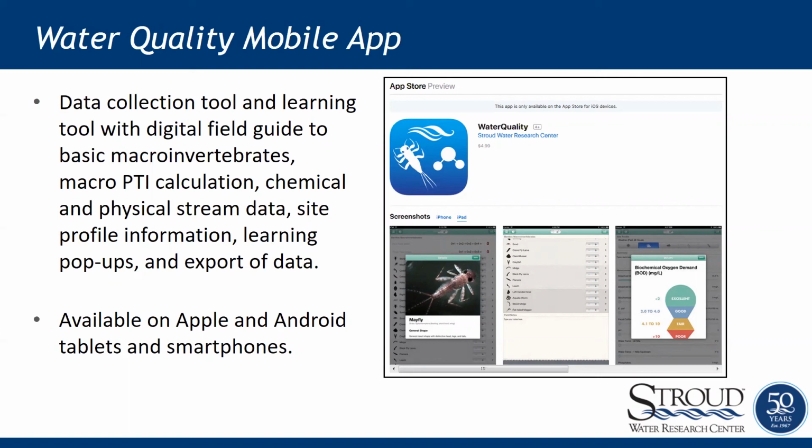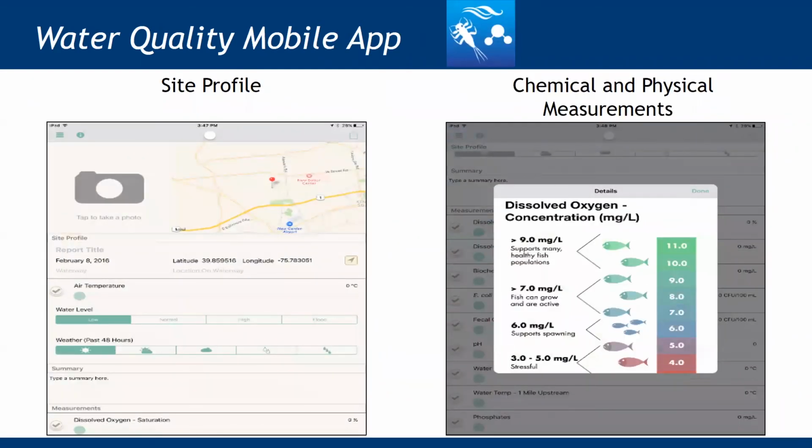So it's a data collection tool and a learning tool, and it has 3 sections to it. I'll show you those sections. The first section is your site profile section, where you record information about your stream study site, where it's located, some pictures, water level, the weather in the past 48 hours, things like that. I will note with this, once you download the app, it works. You don't have to be online on cell service or Wi-Fi, except for 2 things.